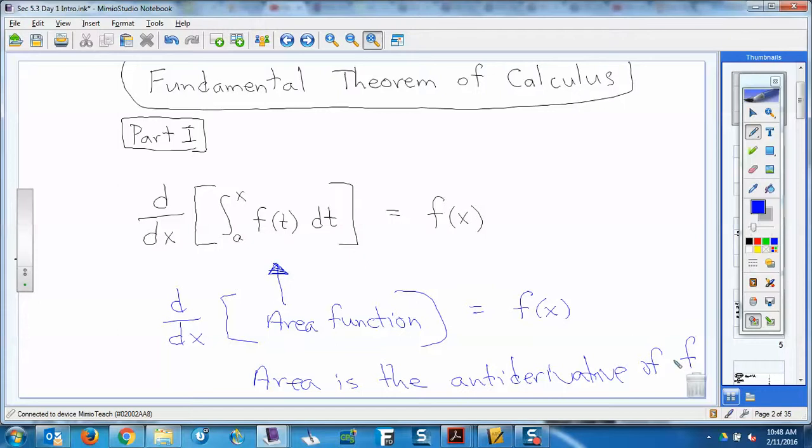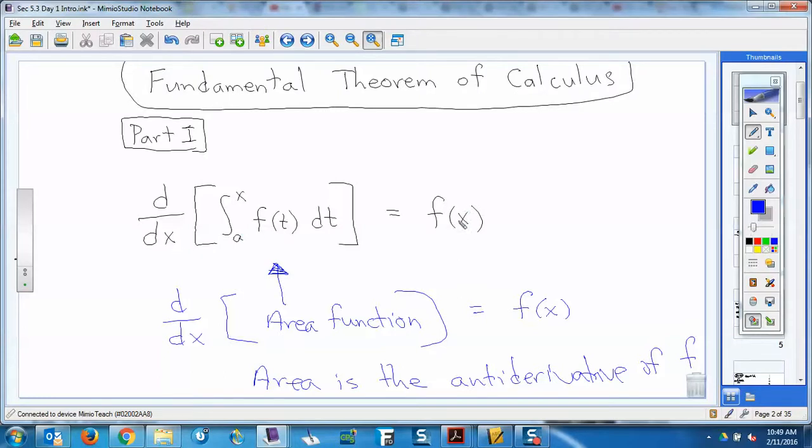And so we want to carry that forward with us at all times. Every time from here on out, when we are doing a problem and we see an area function, an integral with an x, we want to think to ourselves, oh, that's the antiderivative of whatever little function is inside there. That's what we want to think. Okay, but this is a fancy way of saying it.